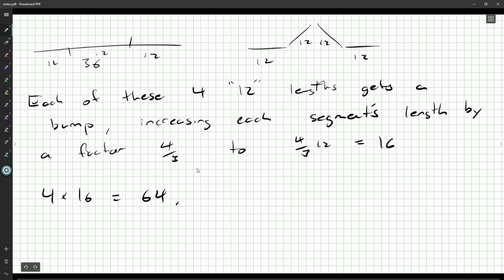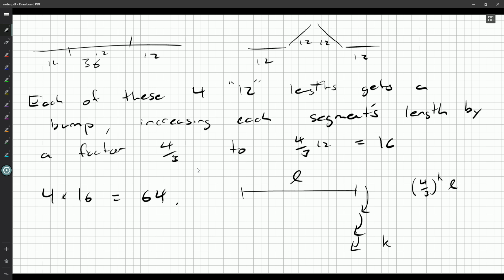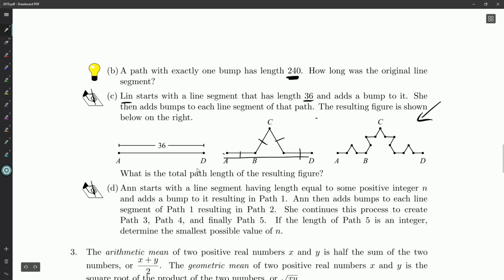I think the craftier way to write it out is if you start with a single line and you do the bump process to each segment k times, you'll end up with 4/3 to the k times your original length. So in this case, 4/3 squared times 36 gives us our answer. Okay? But you don't have to be that fancy. Alternatively, you could. It doesn't really matter. It's actually just a matter of preference, really.